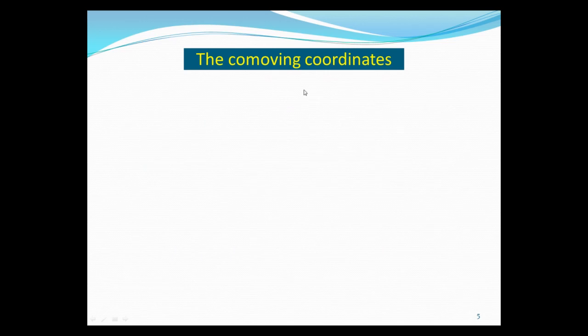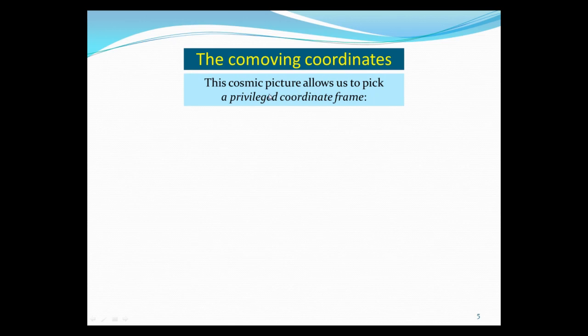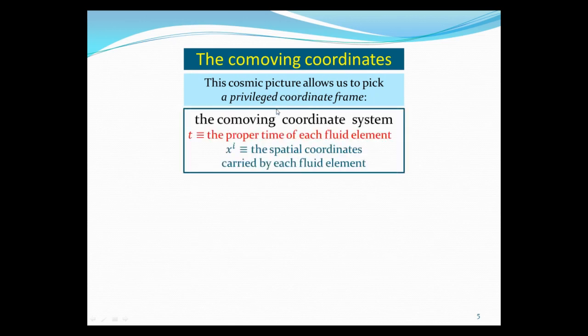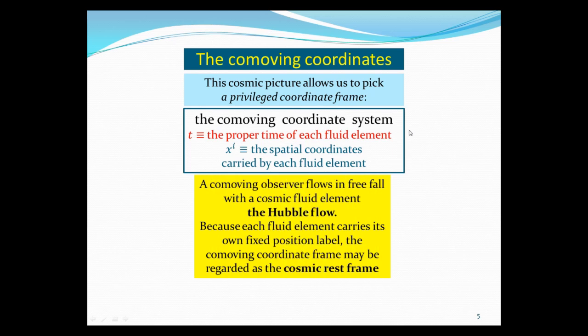Now we can say something about the co-moving coordinates. This cosmic picture allows us to pick a privileged coordinate frame. This is the so-called co-moving frame, in which the coordinate time is taken to be the proper time of each fluid element, and the spatial coordinate xi is carried by each fluid element.